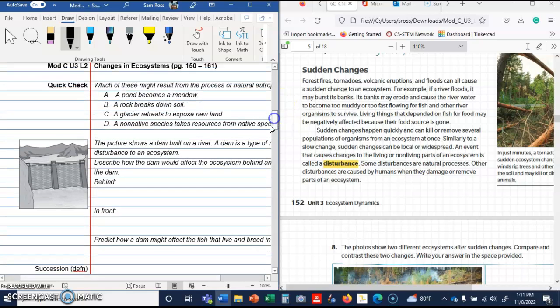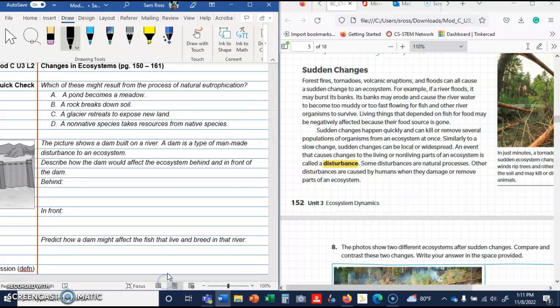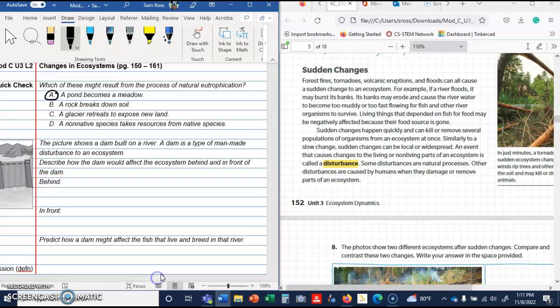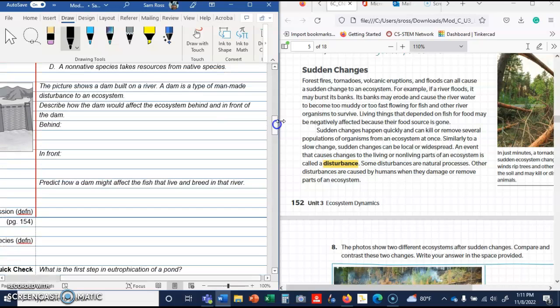So then we have some more quick checks. Which of these might result from the process of natural eutrophication? A pond could become a meadow from natural eutrophication. Basically it's when water has an overgrowth of stuff in it, nutrients, etc. And then the picture shows a dam built on a river. A dam is a type of man-made disturbance to an ecosystem.